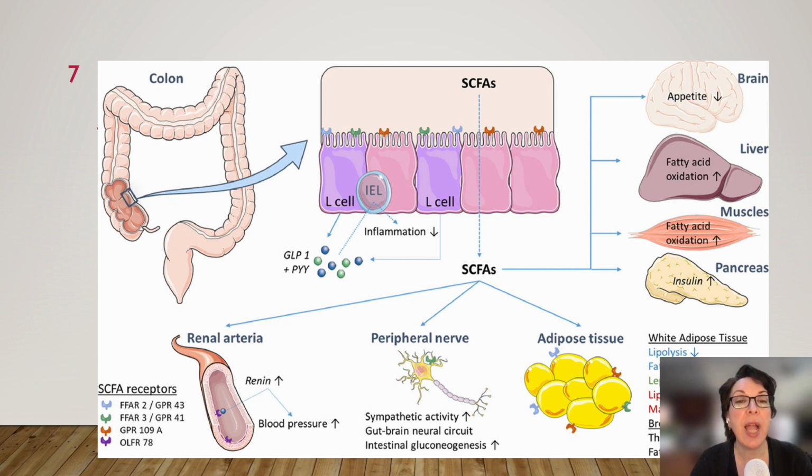And these short chain fatty acids will help with all the different functions, such as the vessels, nerves, adipose tissue, brain, liver, pancreas and muscle. All of these end organs and cell types have short chain fatty acid receptors, which use the short chain fatty acids as a signal, and as help to do different kinds of cellular functions.